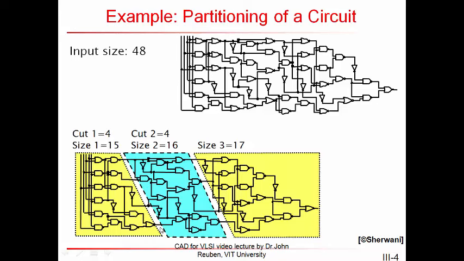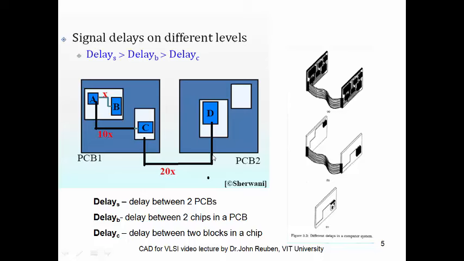I talked about partitioning at different levels. When we do system level partitioning, we are splitting the entire function a system is required to do into different PCBs. I'm calling the delay at that level delay S to denote system level partitioning, delay B to denote board level partitioning, and delay C to denote chip level partitioning. What we'll observe is that the system level delay is often much greater than the board level delay, which is often much greater than the chip level delay.